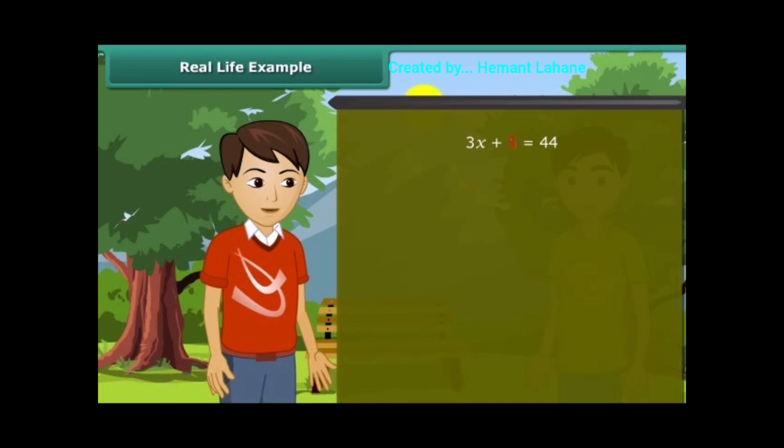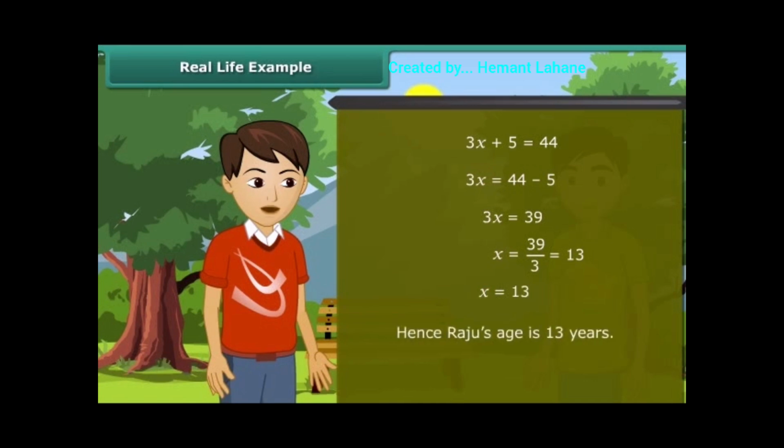Transposing 5 to the right-hand side, we get 3x, which is equal to 39. Transposing 3 to the right-hand side, we get x as 13. Hence, Raju's age is 13 years.